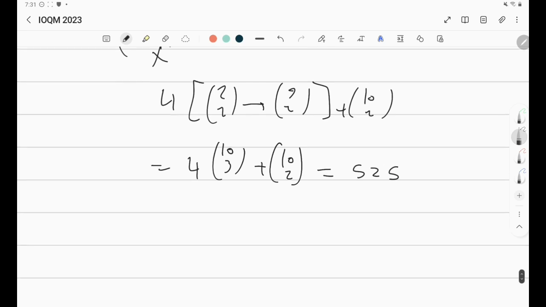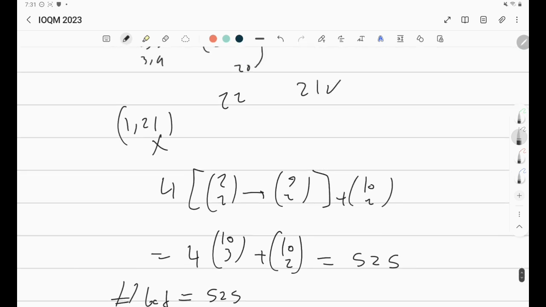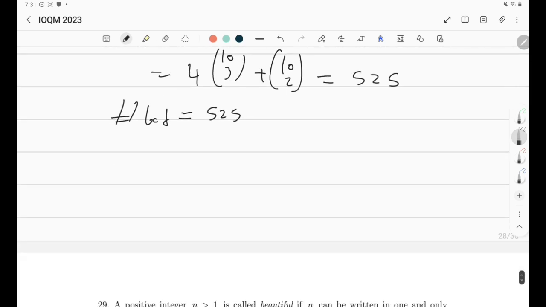So that means the number of bad is 525. So okay, we got that. Now, as we said, remember our cardinality of S, it was 4411.